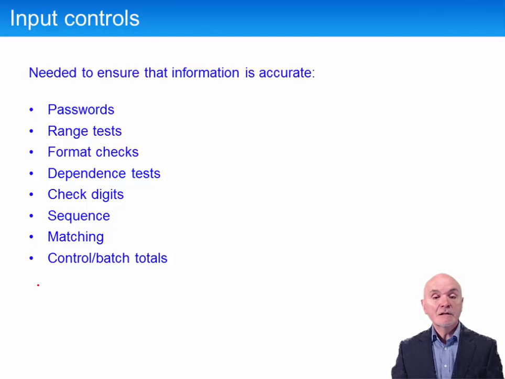And finally, control and batch totals. If you're putting in, let's say, 50 invoices, you add them all up, there's a control total that's put in first, and then when you enter all of the documents coming after that, it adds them up and makes sure it reconciles to the control total.